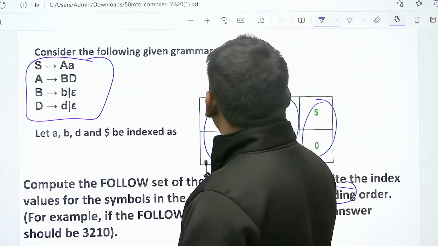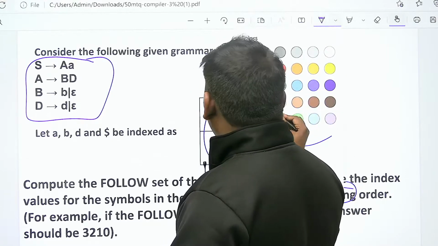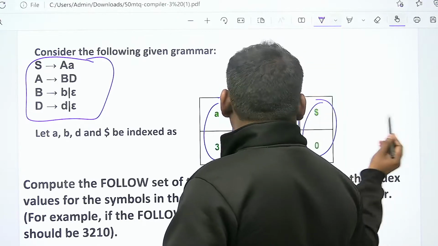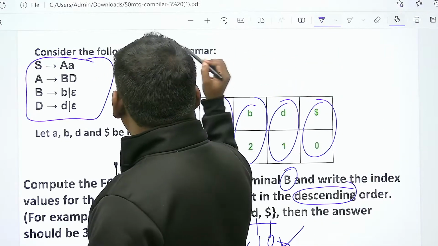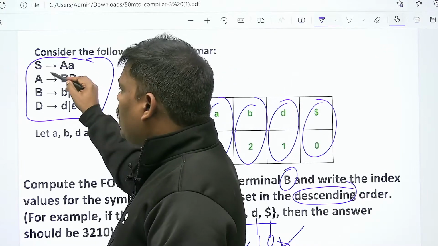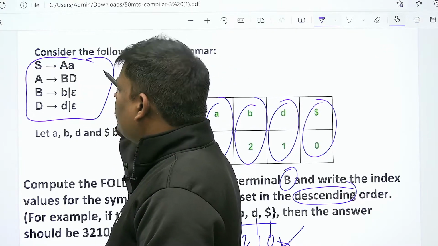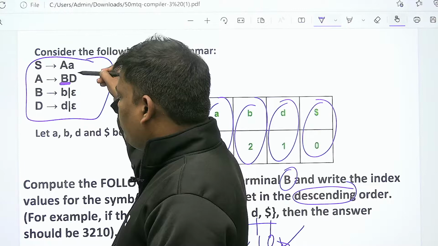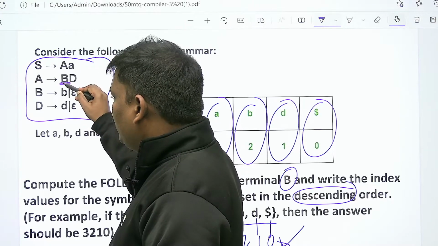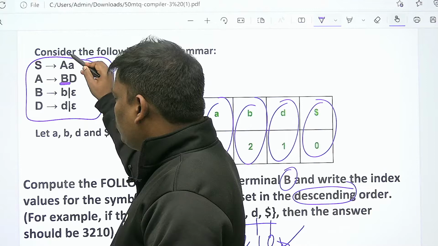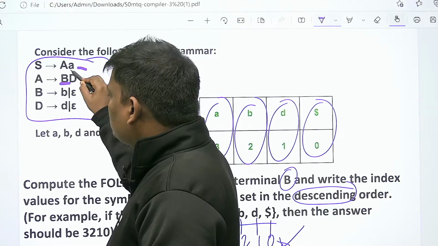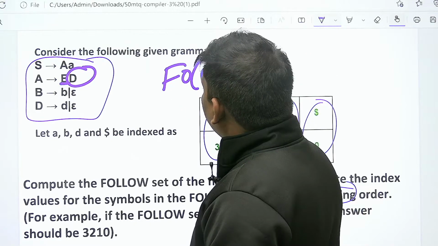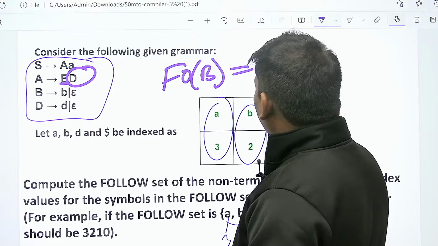If you want to find out follow of any non-terminal, go to the grammar. Listen, I want to find out follow of B. Go to the grammar, arrow symbol, go right side. After going right side of the arrow symbol, find out where is the capital B. So follow of B is equal to, I think only one place, first of D. Let me write now. Follow of B is equal to first of D.